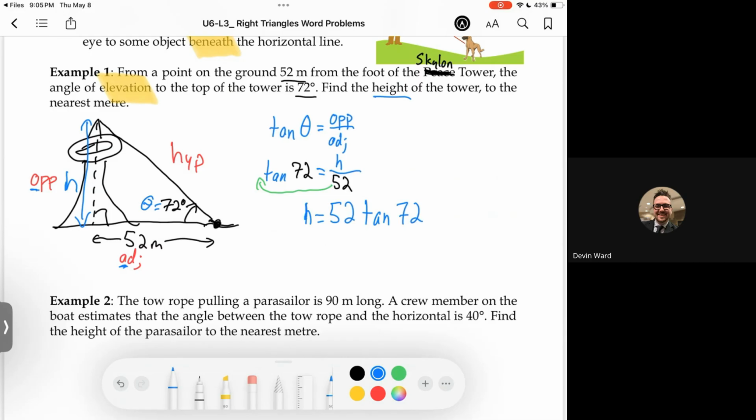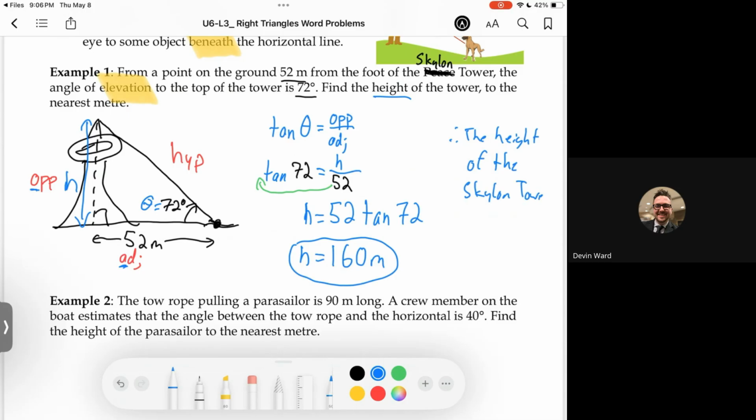And please remember to make sure to put your calculator into degree mode. So I can type all this into my calculator at once. And to the nearest meter, we should get 160.0395 and so on on your calculator. So to the nearest meter, that's going to be 160 meters. So the height of the Skyline Tower is 160 meters.